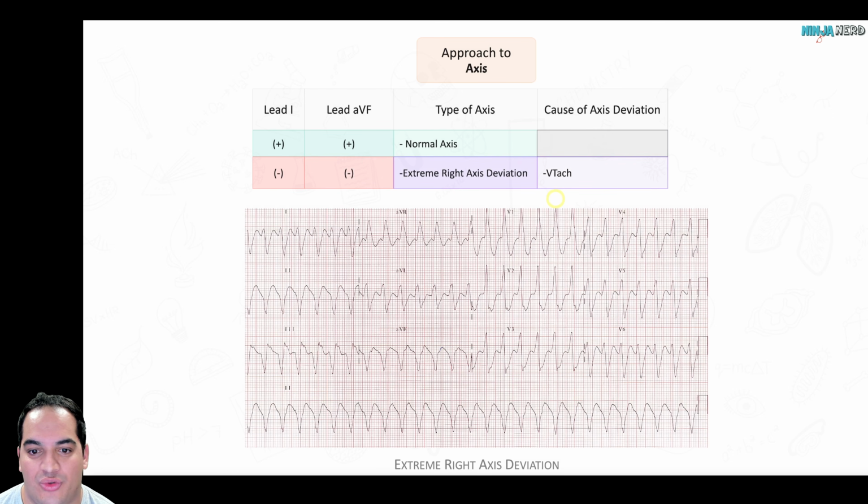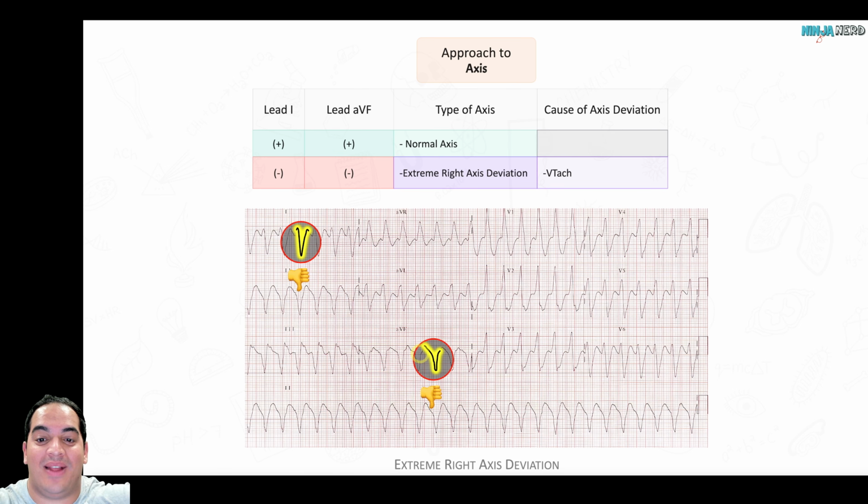The last one is extreme right axis deviation. I think if you saw this, you wouldn't be worried about axis. You'd be worried about whether this patient has a pulse or not. But the concept remains the same if you're evaluating axis. What does lead 1 show? It shows a predominantly downward deflection, so the thumb's down with the left. If you look at AVF, what does it show? A predominant downward deflection. In this case, if both thumbs are pointing down, that's extreme right axis deviation. The most common etiology of this is usually monomorphic VTAC.